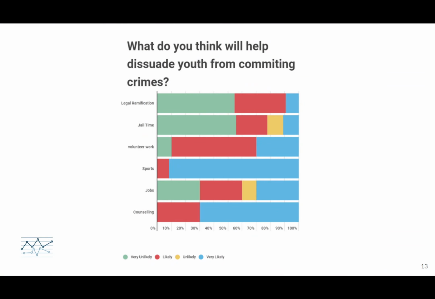She highlighted a survey where the Rural Urban Social Empowerment Program, RUSEP, asked 15 parents and children the question, what do you think will dissuade youths from committing crime, and showed the different outcomes from the survey.